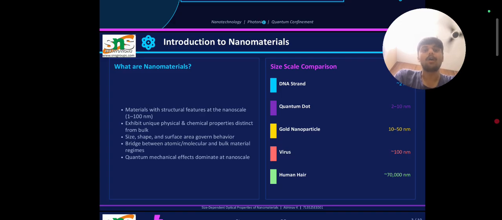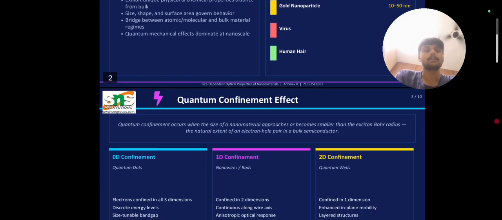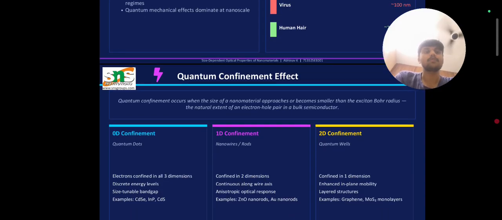It bridges between atoms or molecules and bulk materials regimes. Quantum mechanical effects are demonstrated at nanoscales. Next we see the size scale comparison. DNA strand is similar to 2 nanometer, quantum dot 2 to 10 nanometer, gold nanoparticle 10 to 15 nanometer, virus 100 nanometer, human hair 70,000 nanometer.